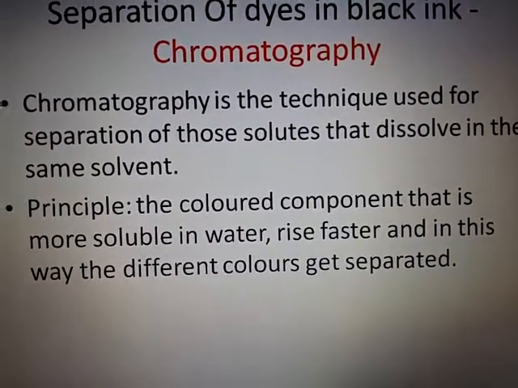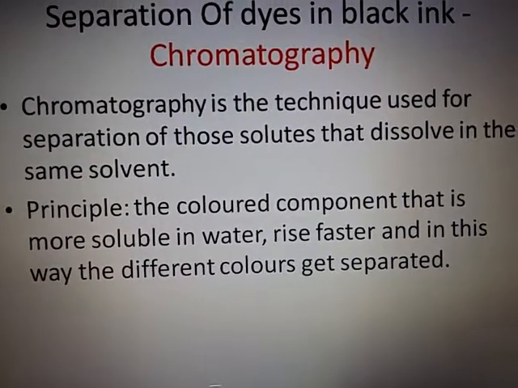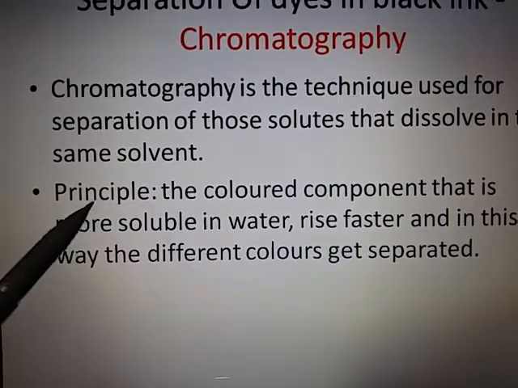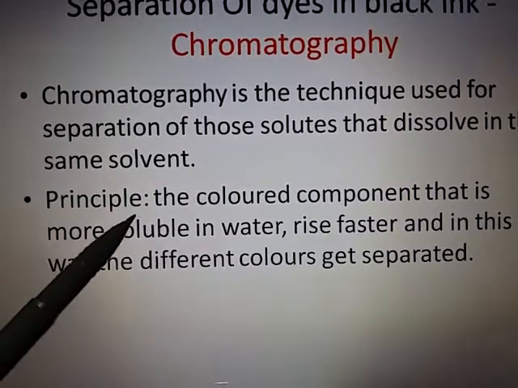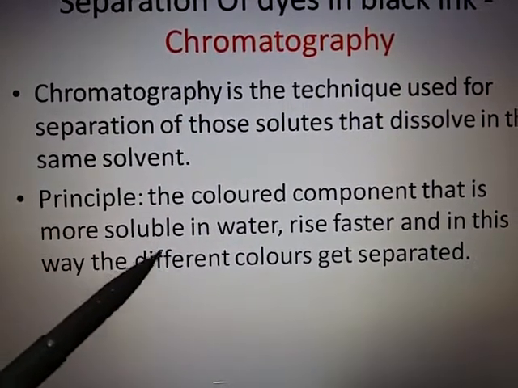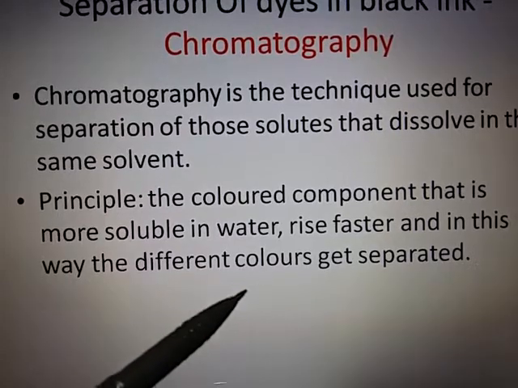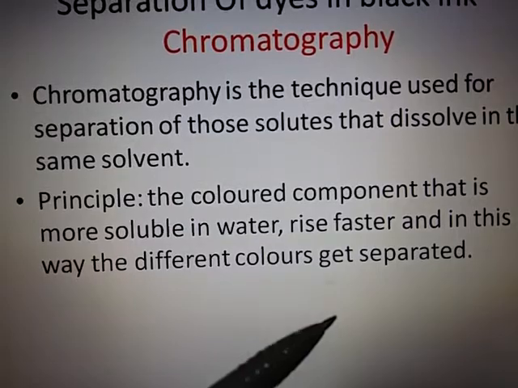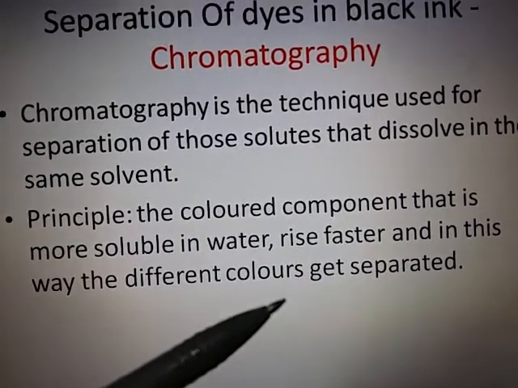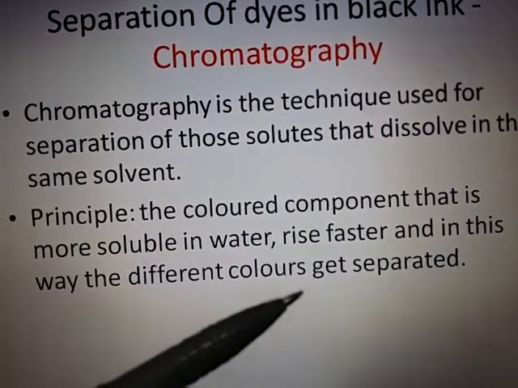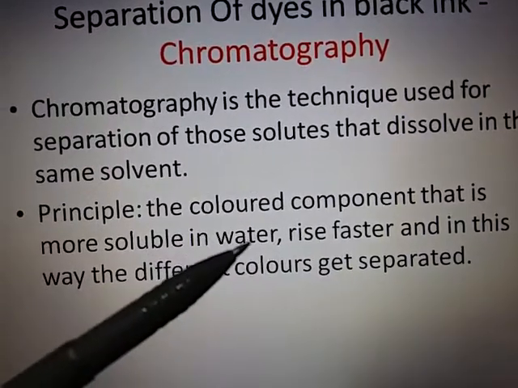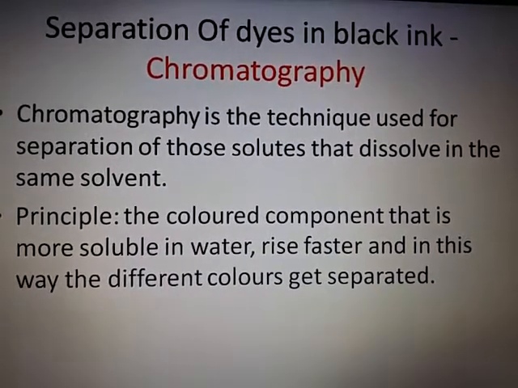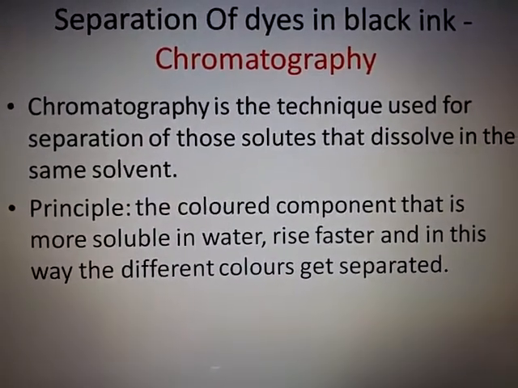If two or more solutes dissolve in the same solvent, then this method can be used. So what is the principle of this method? The colored component that is more soluble in water rises faster, and in this way the different colors get separated. So it is done on a paper and a solvent is used, so the component which is more soluble in water rises faster on the strip of paper, therefore they get separated.